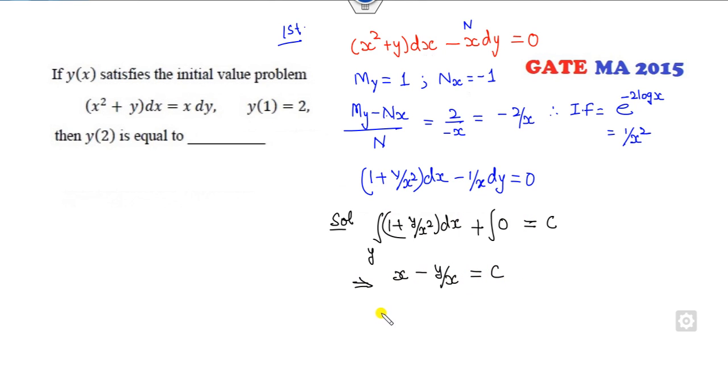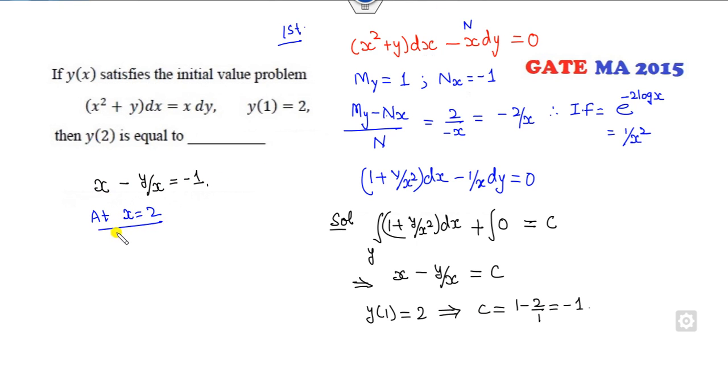Now y of 1 is 2. So can you find the value of c? So c will be 1 minus 2 over 1. It's minus 1. So my solution will be x minus y over x equals minus 1. Now your target is to find y at x is equal to 2. So 2 minus y over 2 is minus 1. So 3 is equal to y over 2. 6 is my required answer of this problem. This is the first method. You can solve it in this way.